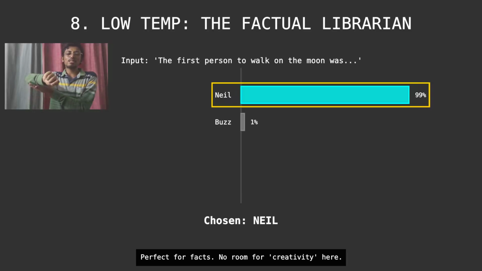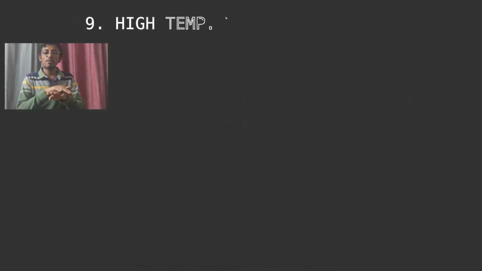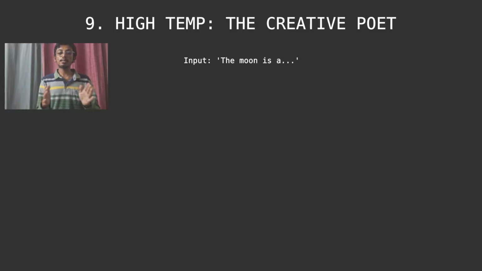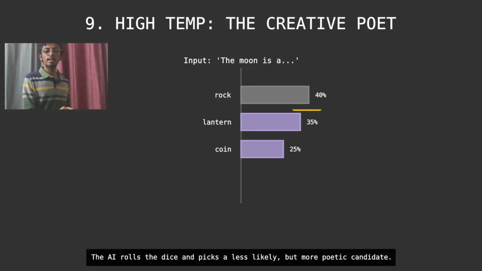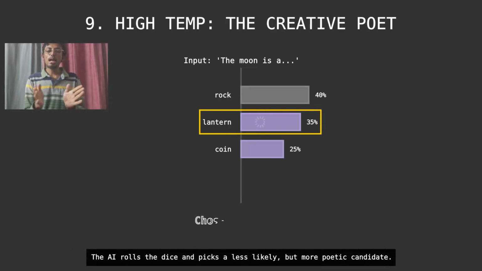But when you turn the temperature high, that is above 1, the AI flattens the chart. Suddenly words that have a 5% or 2% chance are given a much higher shot of being picked. This is how AI becomes creative. It starts taking risks, picking unusual words, and making poetic leaps. But high temperature can lead to total gibberish.